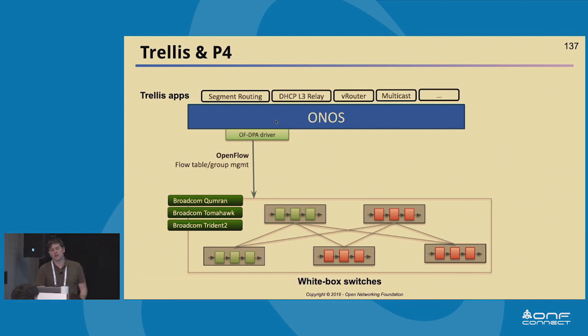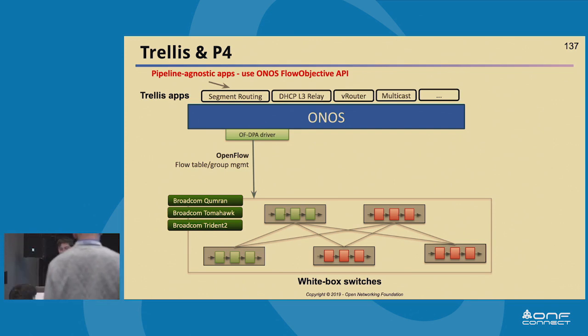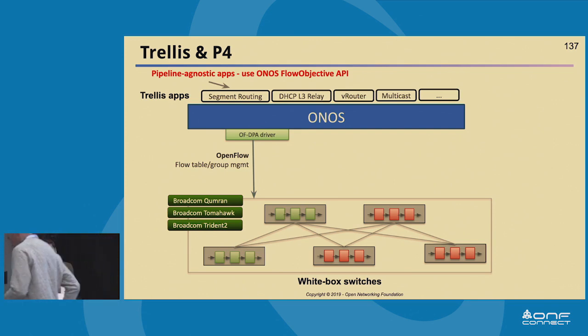ONOS architecture looks like. This is a diagram of a network with ONOS on top and the Trellis application. So we have different applications like segment routing, providing connectivity inside the fabric using MPLS-based segment routing, with the vRouter functionality, multicast. The idea is that these apps are able to control the network using the Flow Objective API. So for this reason, we say the Trellis applications are pipeline agnostic. And what we have in ONOS today is a driver for the OF-DPA Broadcom pipeline.